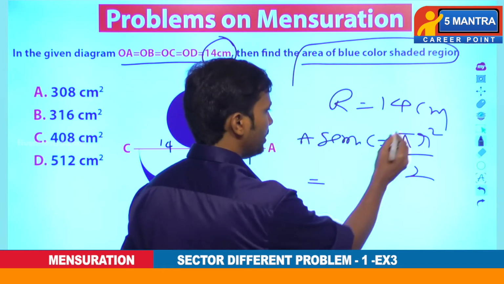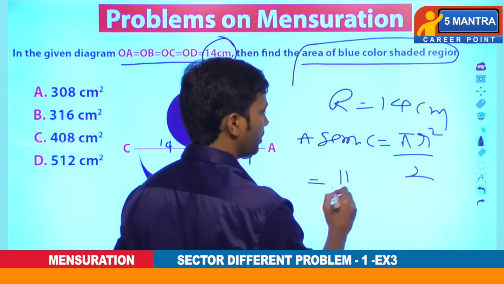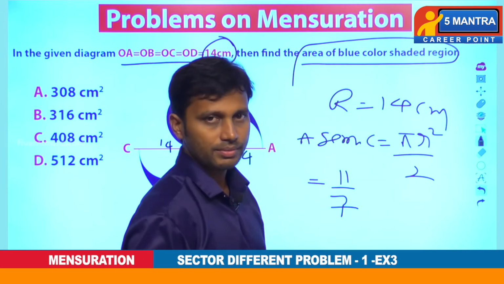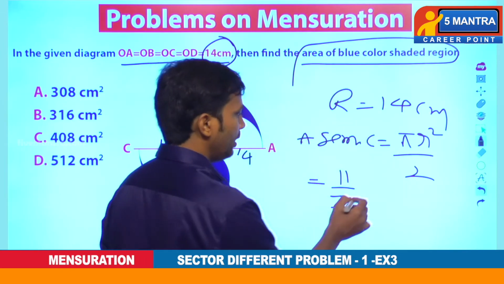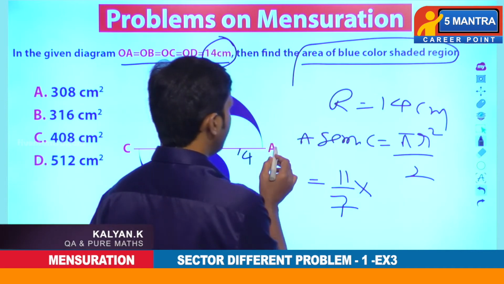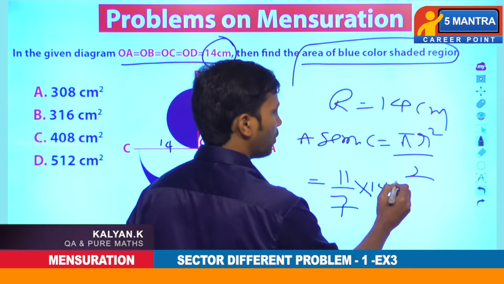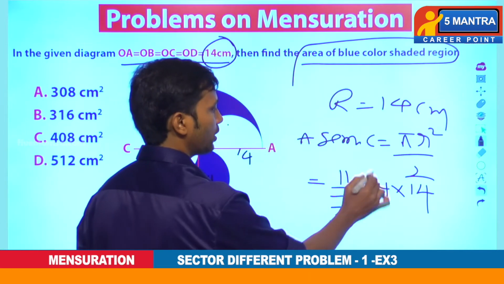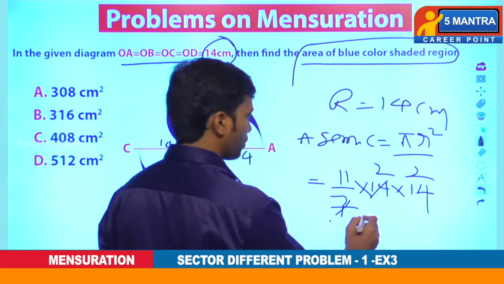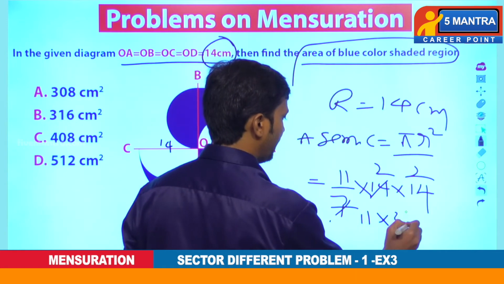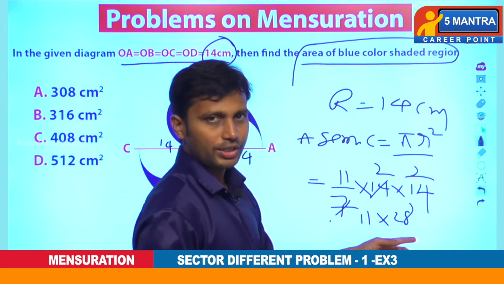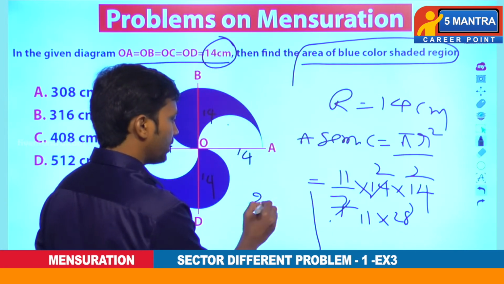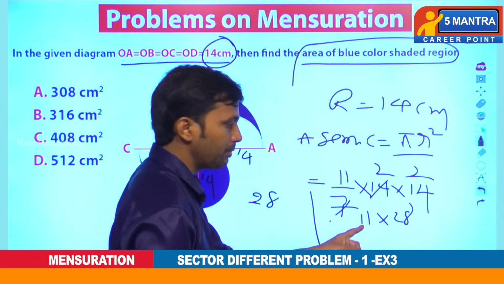So that means here pi by 2 means 11 by 7 or not? Okay, we don't need to simplify again and again. 22 by 7 by 2 means the 2 can be cut down, and then r square would be, what is the radius given? 14 square. 14 square I can write as 14 into 14. Now 14 2s are 28. So 11 into 28, and we have one more technique for multiplying any number with 11. So this 28 should be multiplied with 11.